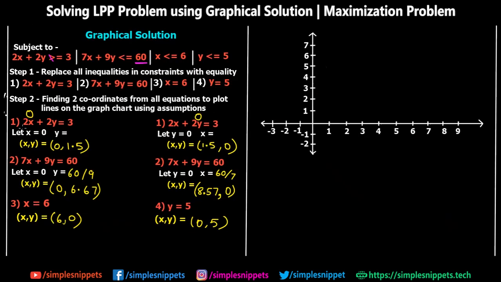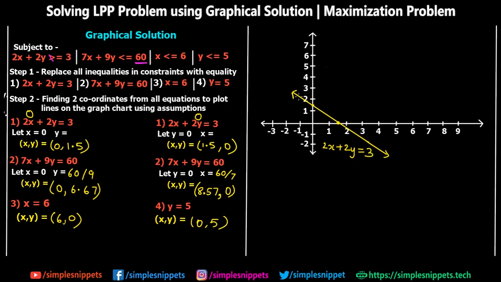Let's start with the first line, 2x plus 2y equals 3. That is this first equation. We have our graph on the right. The first coordinate is 0, 1.5, so 0 on the x-axis, 1.5 on the y-axis, somewhere over here. The second coordinate is 1.5, 0, so 1.5 on the x-axis, 0 on the y-axis, so we don't go up. Somewhere over here. And this is going to be our line number 1, 2x plus 2y equals 3. This is our first line.